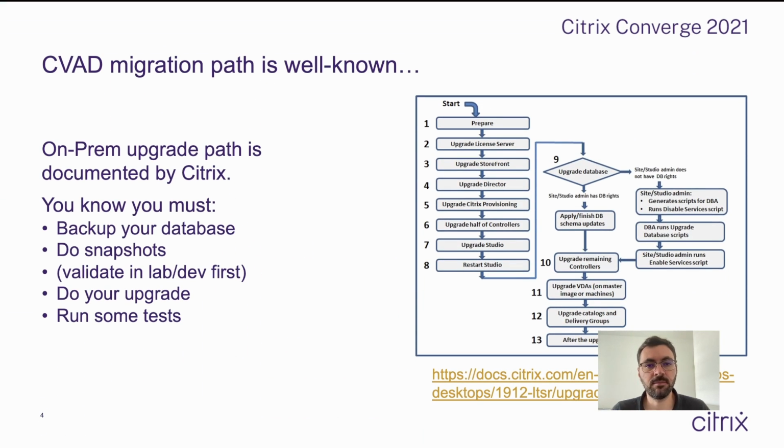Okay, about the CVAD migration paths, every Citrix user and expert has experienced a site migration in their career. All the steps are well documented by Citrix on their website, and as you can see on the schema on the right, there is a lot to do and every component of the infrastructure is impacted. The license server, the storefront, director, controllers, and so on. It means you'll have to back up your database and do snapshots prior to running the upgrade, no matter if it's in dev or in production, and run some tests afterwards to validate everything runs smoothly.